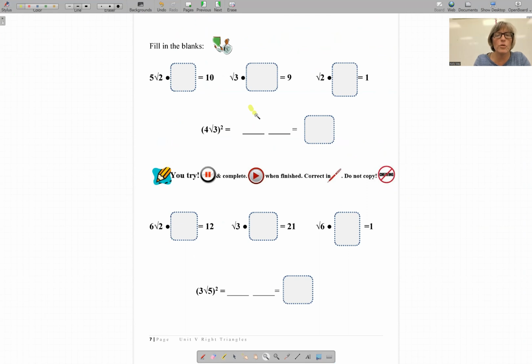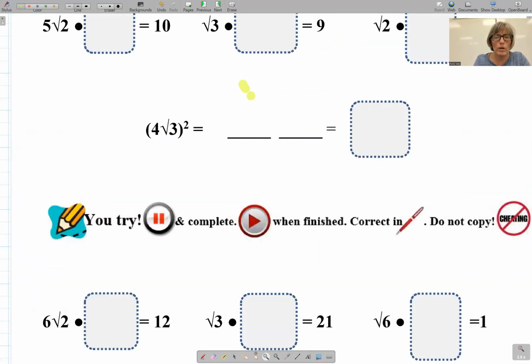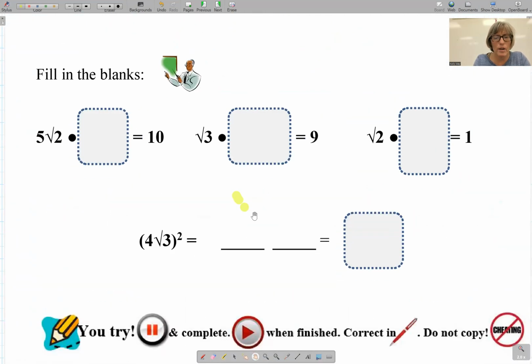Before we move on, let's review our shortcuts here. 5 root 2 times what is 10? I know I need another root 2 here, because root 2 times root 2 is 2. 5 times 2 is 10.